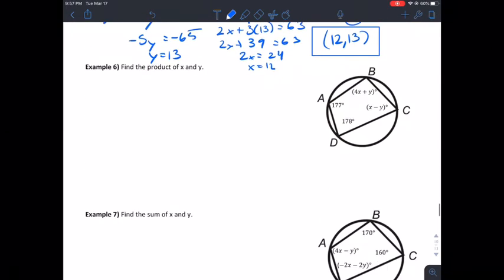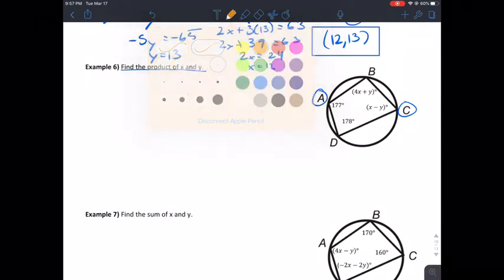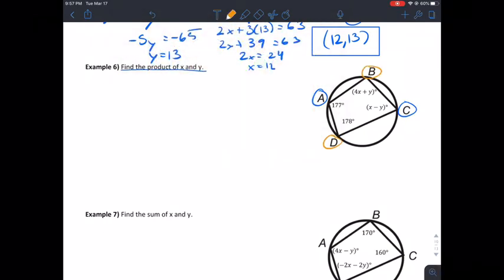All right, next one. So this one says find the product of x and y. So what we're going to do is we're first going to solve for x and y like we just did, and then we're going to multiply them because product means multiply. So let's go ahead and set it up. We know A and C go together, and we know that D and B go together. So let's go from there.